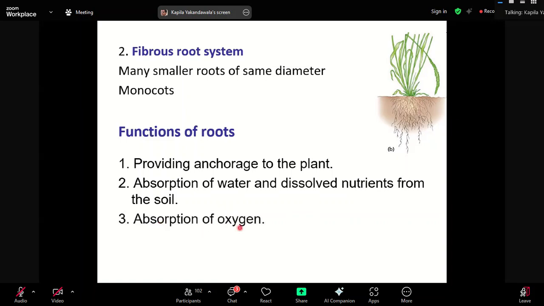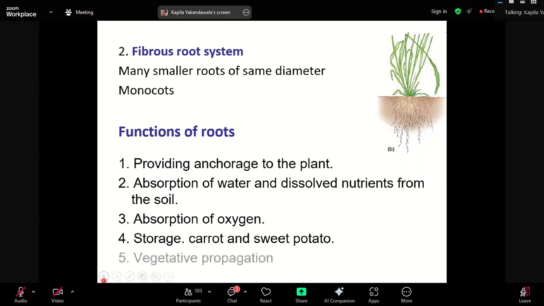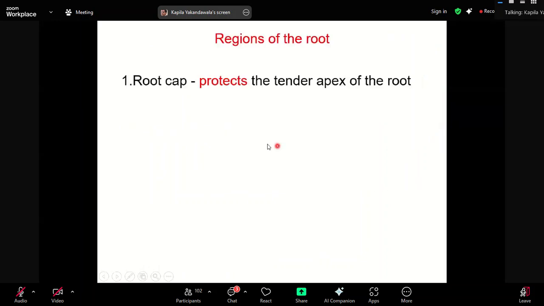Then roots also absorb oxygen. You may think that plants can absorb oxygen only from the leaves. That is correct. Plants absorb oxygen from leaves, but even roots need to respire. So roots also absorb oxygen. Then storage. Certain cases like carrot, sweet potato, they store food in the root. Then in vegetative propagation, sometimes you can separate root cuttings and use it as a propagator. So those are the functions of root system.